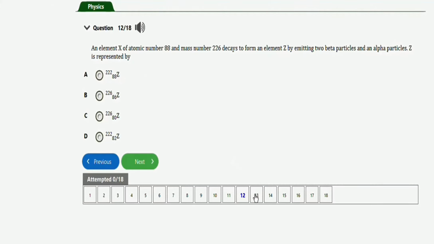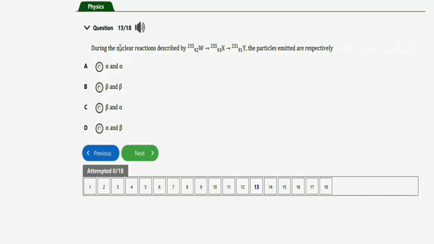Next question will be this one. It says, during the nuclear reaction described by this expression, the particles emitted are respectively. So if you check here, the atomic number of this element got increased by 1, which is beta, and then reduced by 2 from 93 to 91, which is alpha. So option C is the right option. It's as simple as this.